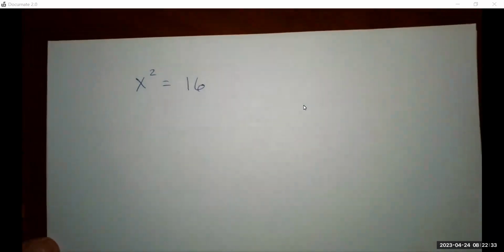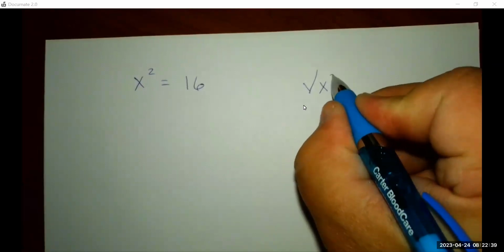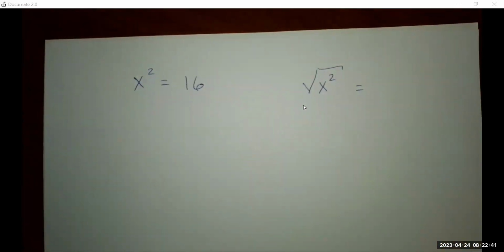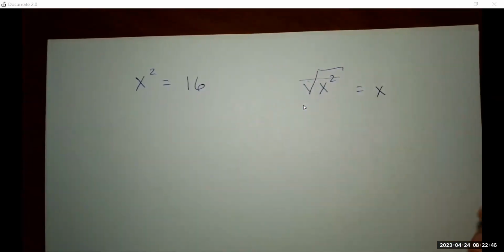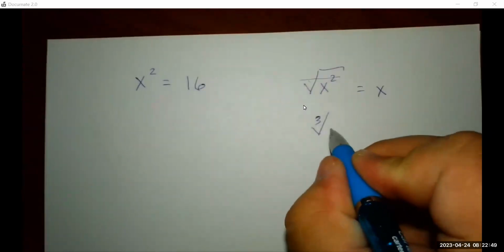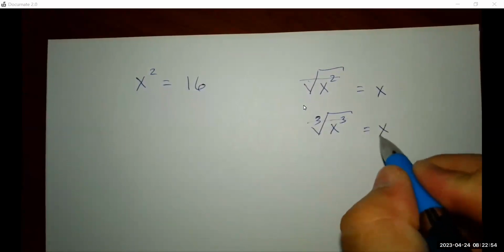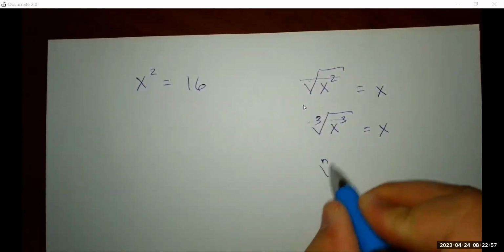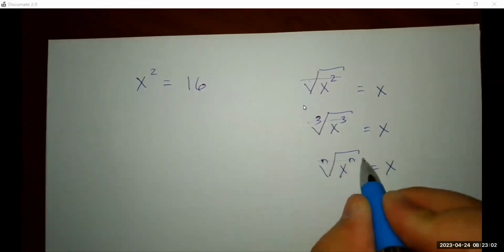So how do we use square root? So what if x squared equals 16? The rule is this. The square root of x squared, since this is a square and that's 2, they cancel each other out. The cube root of x cubed cancel each other out. The nth root of x to the power n cancel each other out.